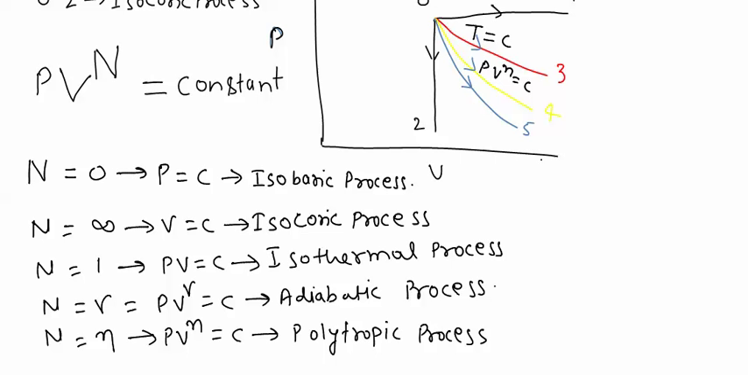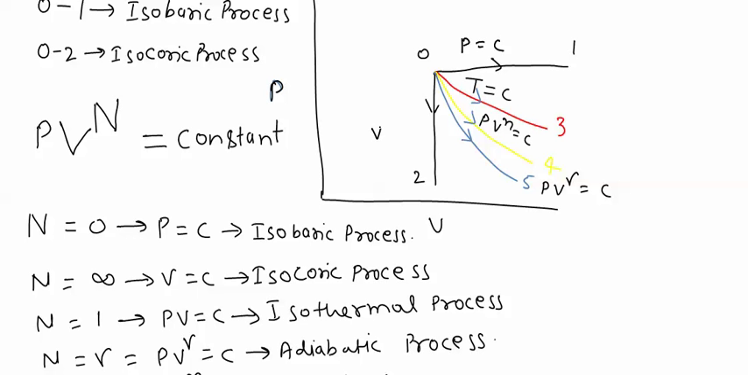And the process 0 to 5 is your PV raised to gamma equal to constant. That is your adiabatic process, right? So this process is polytropic, this process is isobaric, this process is isochoric. Until now you can represent all the processes. It means simply you can say the slope of the isothermal curve on the PV diagram is lesser as compared to the slope of the polytropic as well as the slope of the adiabatic process, right?